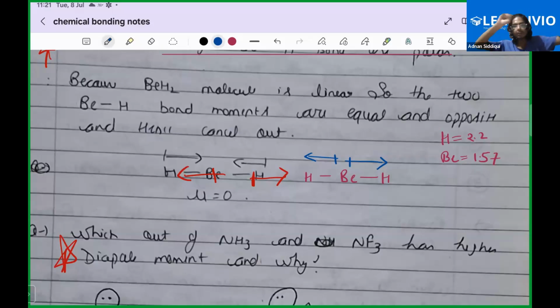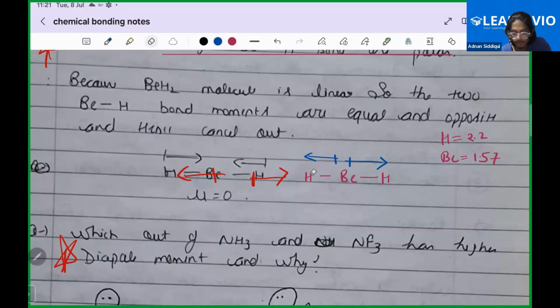Because both of the hydrogens are pulling the electron density with equal force, the electron density is not moving, basically. Or you can say equal and opposite dipoles cancel each other out. So there is no polarity because the dipoles are equal and opposite. Is it making sense?